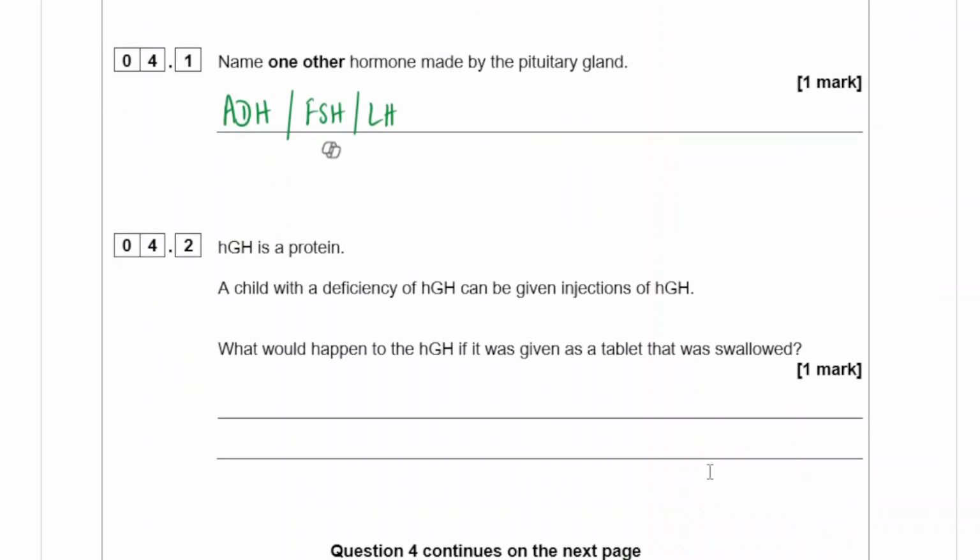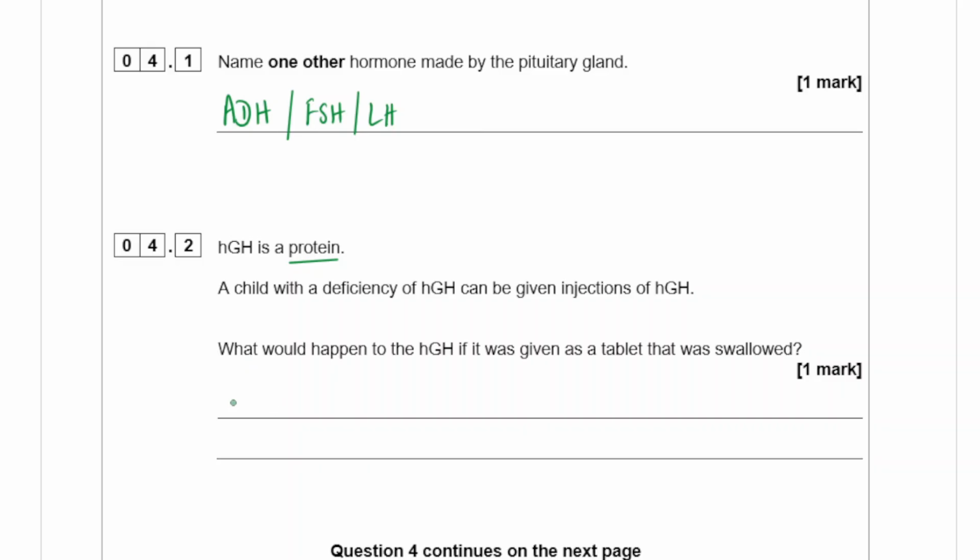HGH is a protein. A child with a deficiency of HGH can be given injections of HGH. What would happen to the HGH if it was given as a tablet, if it was swallowed? Now, if it's a protein, then it's made out of amino acids. So if it was swallowed, the acid in the stomach would actually break down the protein.